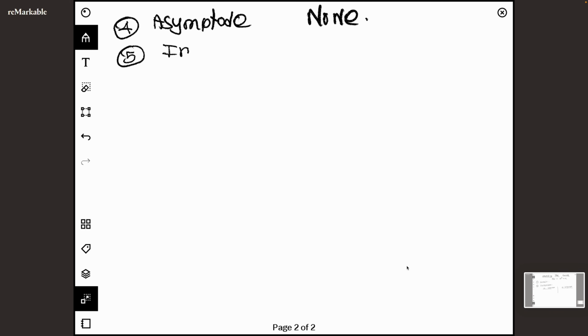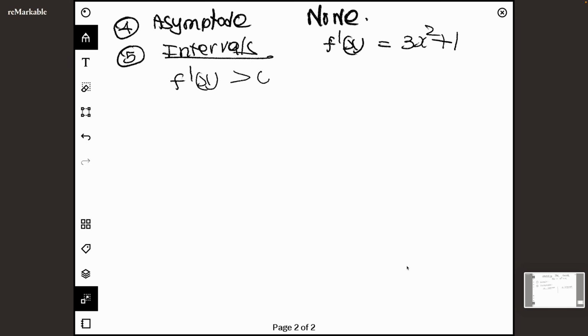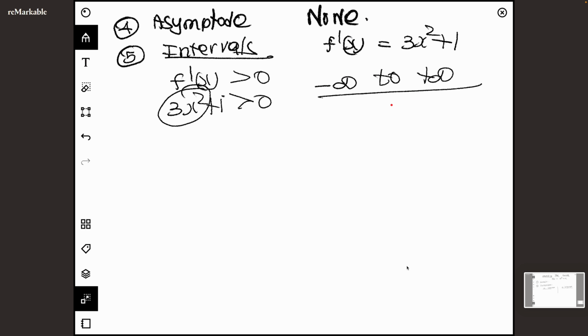Fifth is intervals of increase or decrease. For that, first find f dash x. f of x is x cube plus x. So f dash x is 3x squared plus 1. First find where f dash x is greater than 0. 3x squared plus 1 is always greater than 0, because 3x squared is positive and 1 is also positive. So it is minus infinity to plus infinity. This curve is positive. The interval of increase is minus infinity to plus infinity.